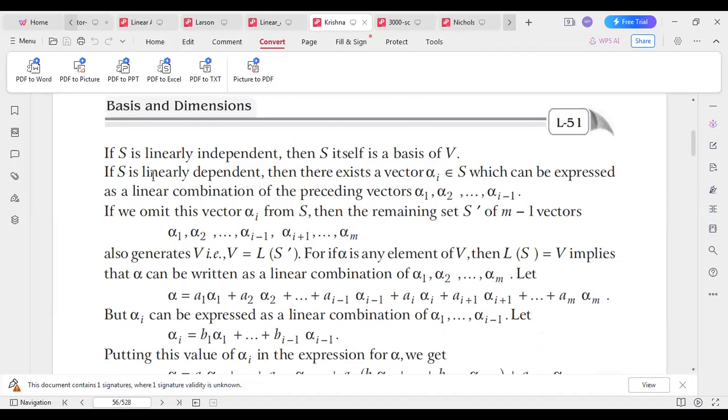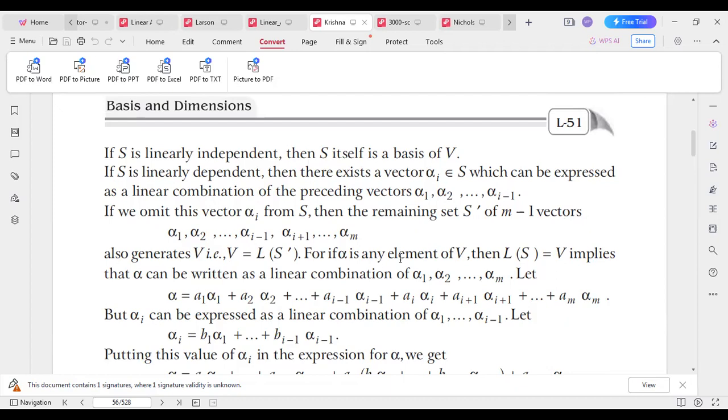If S is linearly dependent, then there exists a vector alpha i which can be expressed as a linear combination of the preceding vectors, alpha 1, alpha 2, up to alpha i minus 1. If we omit this vector alpha i from S, then the remaining set S dash contains m minus 1 vectors: alpha 1, alpha 2, up to alpha i minus 1, alpha i plus 1, up to alpha m. This also generates B. Then B can be represented as the linear combinations of S dash.